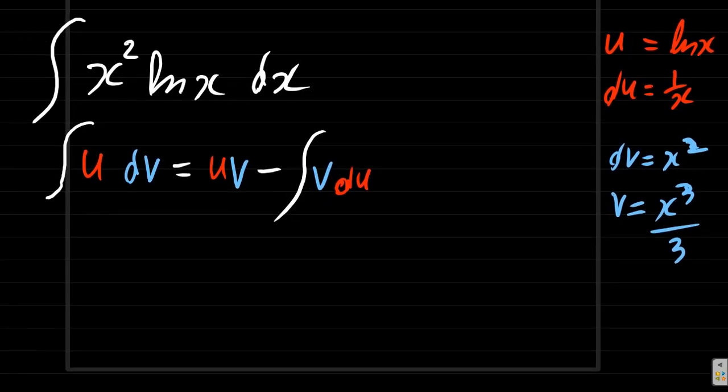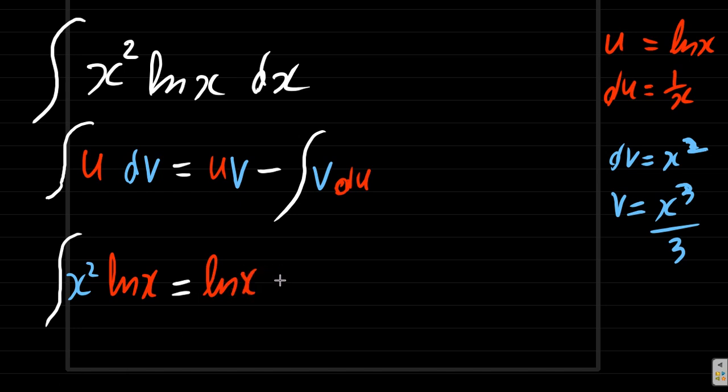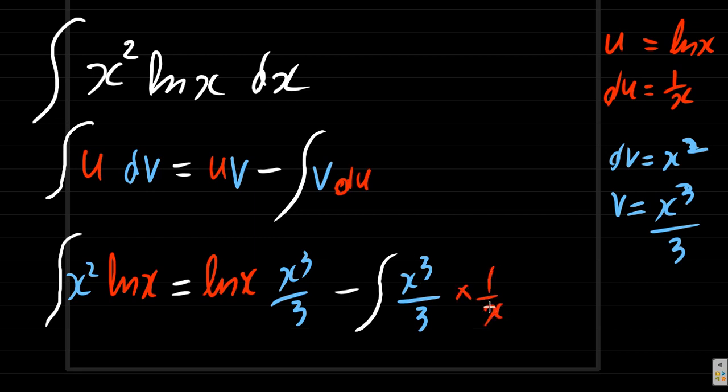So what you have is the integral of u, which is ln x, dv, which is x squared, equal u, which is ln x, times v. V is x cubed over 3 minus the integral of v, which is x cubed over 3 times du. Du is 1 over x. All right.